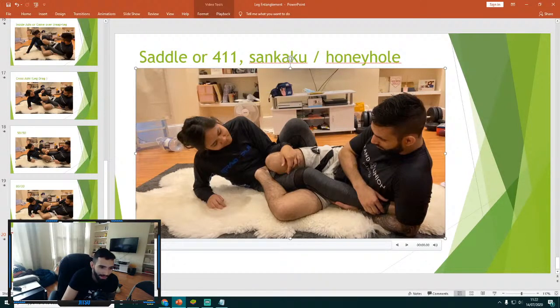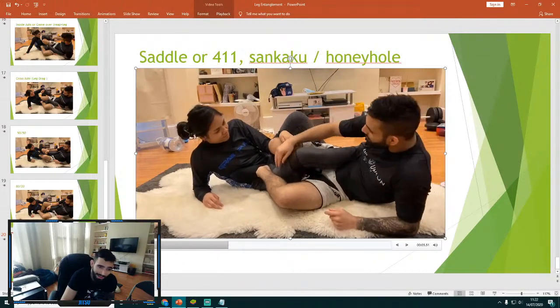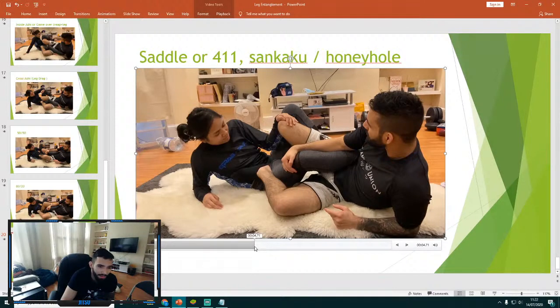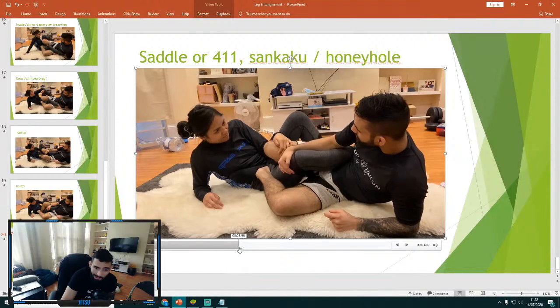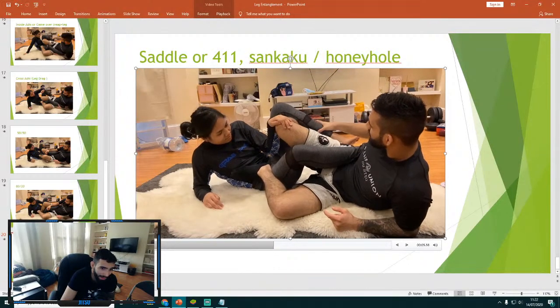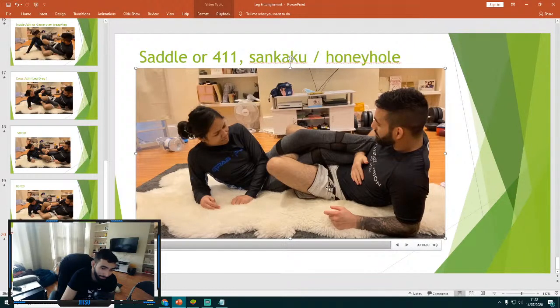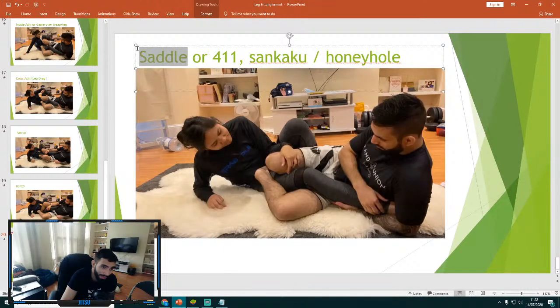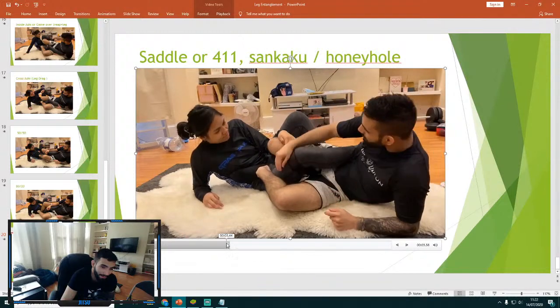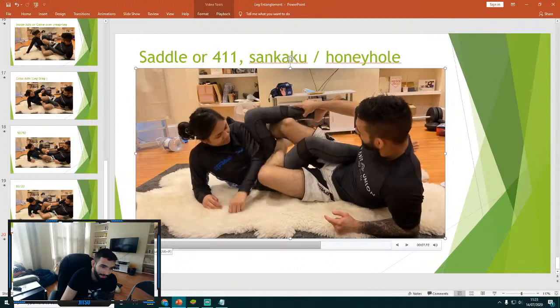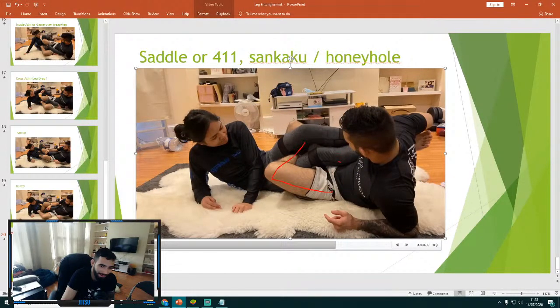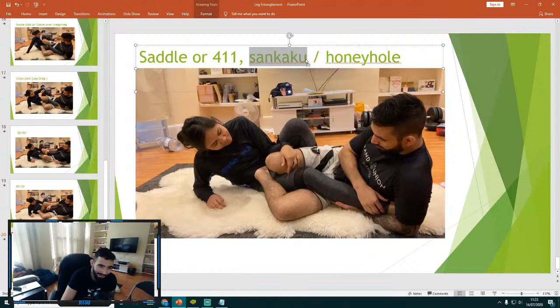The saddle. This is just again an unlikely transition, but it can happen. So we're here in cross ashi, correct? Everyone remembers cross ashi? Perfect. Main difference between saddle and the cross ashi is my legs are going to tangle in, and that becomes 411. Now I don't know why they call it saddle, but 411 makes sense to me because you're making a 4 here with your legs and an 11 here with Kirsten's leg. Sankaku is the Japanese name. Honey Ho is the Eddie Bravo or 10th Planet name.